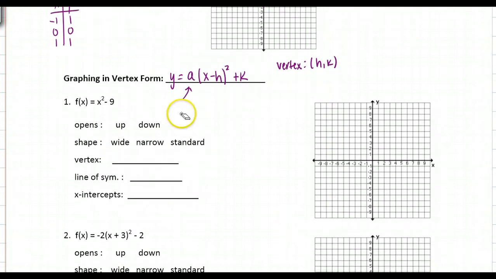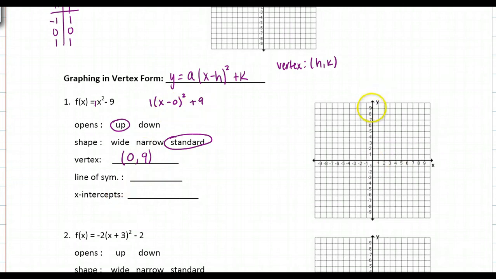So for number 1, we have x squared minus 9. Well, that really means 1 times x minus 0 squared plus 9. But we didn't write the 1 in front or the minus 0 because we already know. But since the 1 is positive, this graph opens up. Also, since it's a 1, the shape is standard. Now, the vertex here, whatever's inside the parentheses next to my x, is the x part of my vertex. And the outside is my y portion. So it's 0, 9 as my vertex.